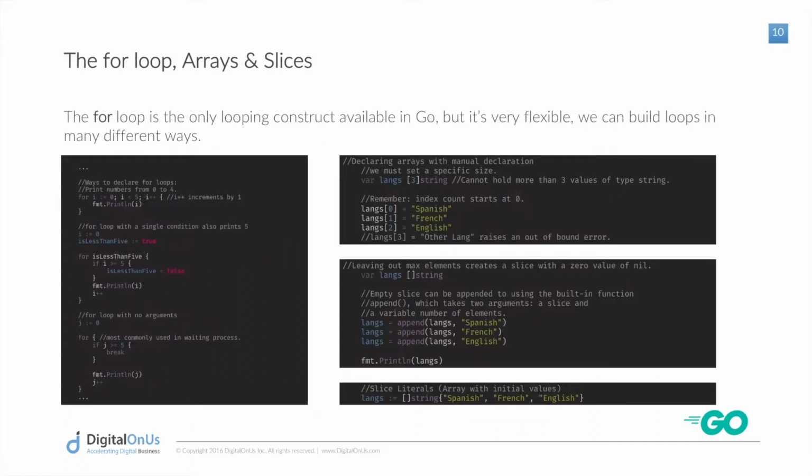The for loop is the only looping construct available, and the only one you will ever need when you're writing programs in Go. As we'll see, it is very flexible and allows us to build loops in many different ways. In the code on the left, we can see three types of for declaration. The first is the complete form of the for loop with three components. The init statement executed before the first iteration, the condition expression executed before every iteration, and the post statement executed at the end of every iteration.